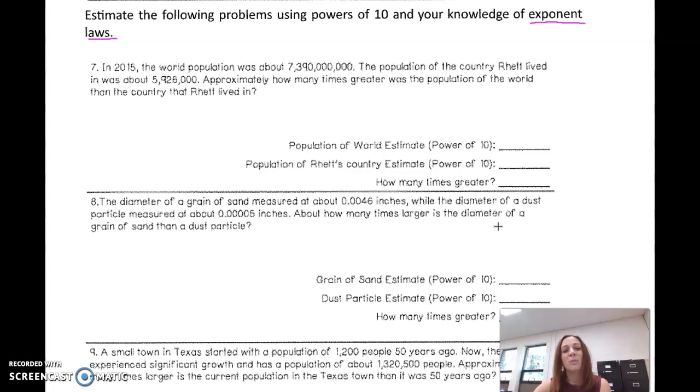In 2015, the world population was about 7,390,000,000. The population of the country Rhett lived in was about 5,926,000. Approximately how many times greater was the population of the world than the country that Rhett lived in? So let's start by estimating.